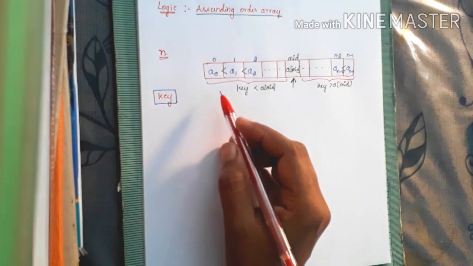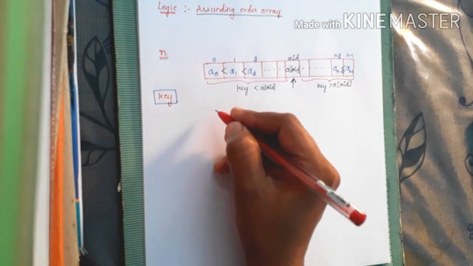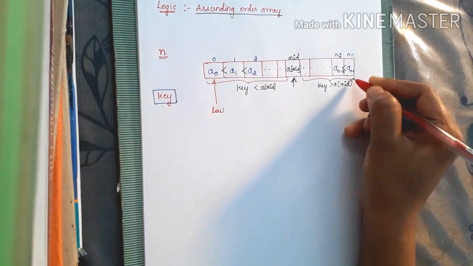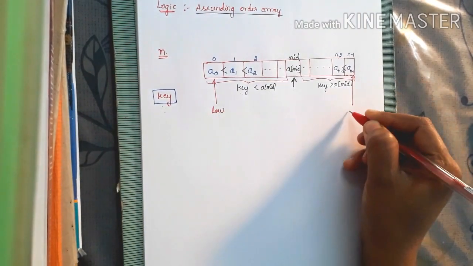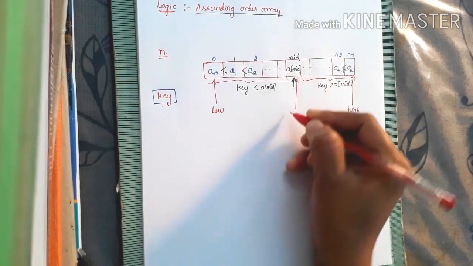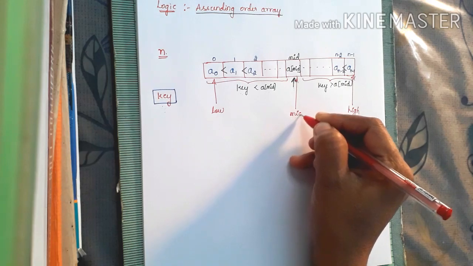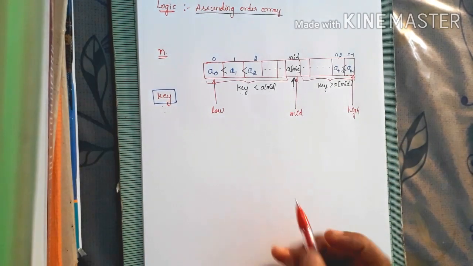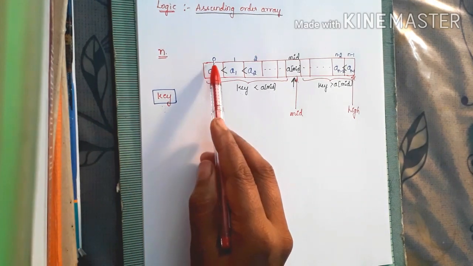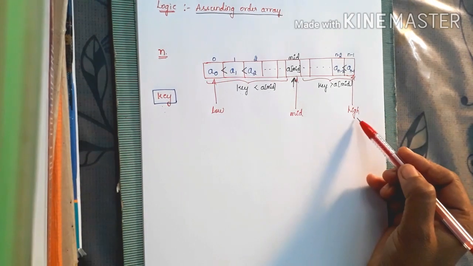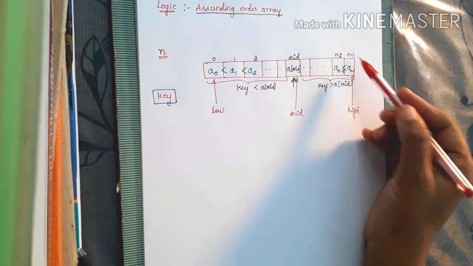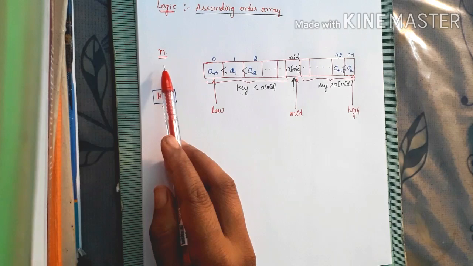To write the program, I'll take the position of the first element as low, the position of the last element as high, and the position of the middle element as mid. The initial value for low is the position of the first element, that is 0, and the initial value for high is the position of the last element, that is n minus 1, because there are n elements in the array.